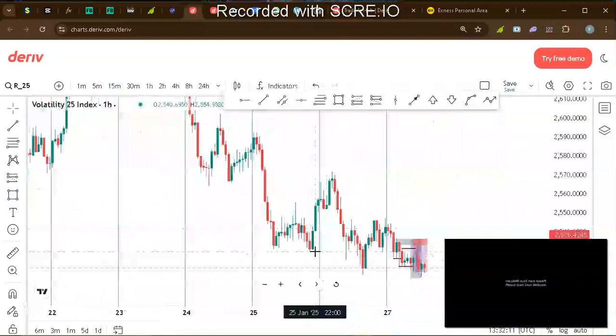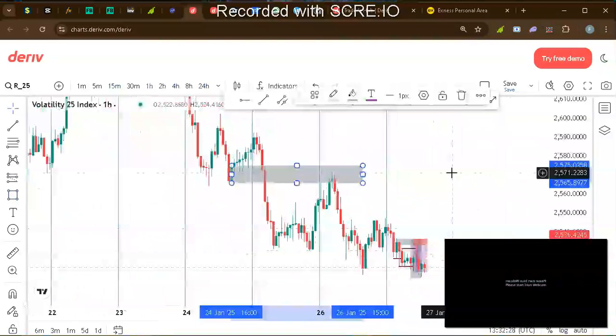So now you can see a breakout block right here. If you don't understand breakout block, you can just maybe DM me. I think I have a video about that. I think I will post that very soon. It is very crucial to understand breakout block, order block, and fair value gap. So you can see right here we have a breakout block.